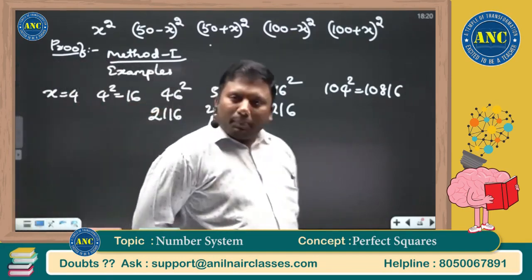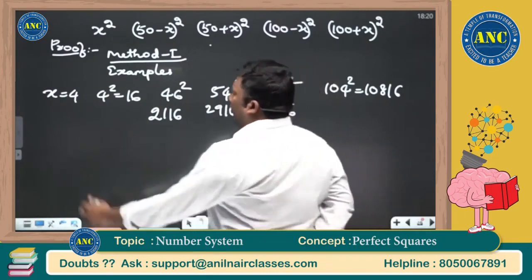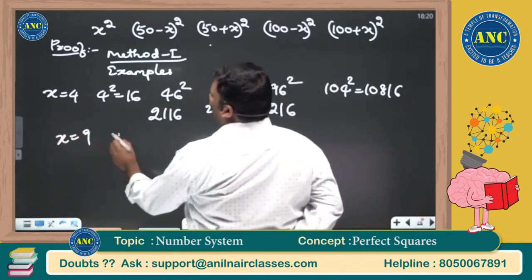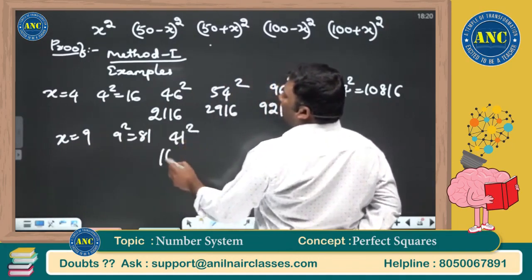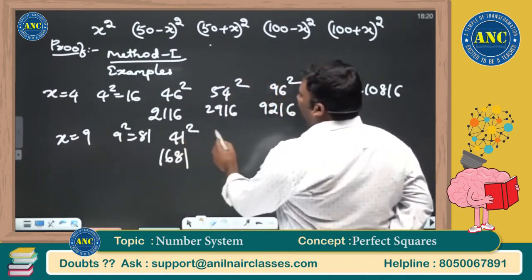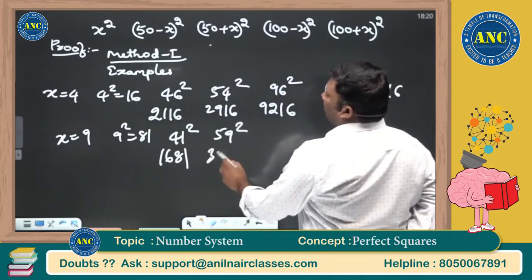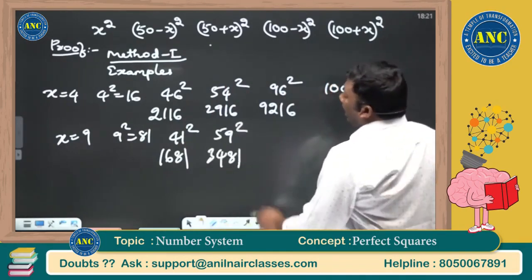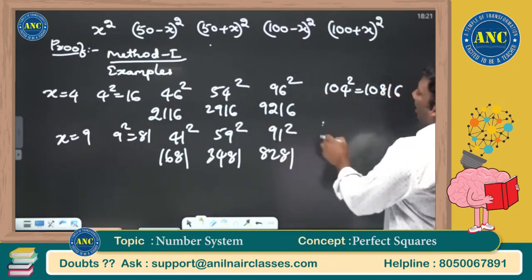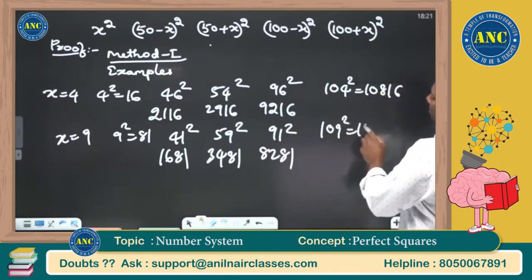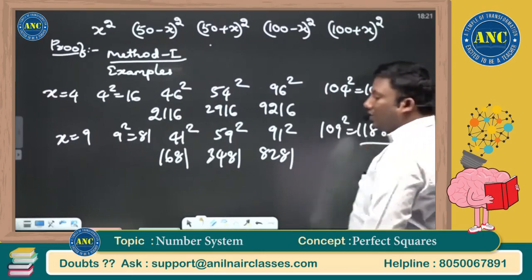Sir, you took 4. Please take any other number that comes into your mind. X equals 9. 9 square is 81. 50 minus 9, 41 square, 1681. 50 plus 9, 59 square, 3481. 100 minus 9, 91 square, 8281. 109 square, 11881. You can check with a calculator.